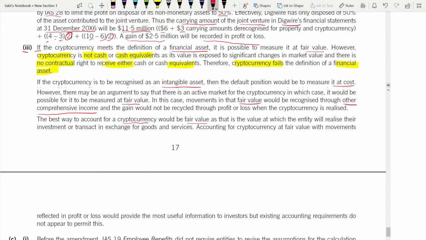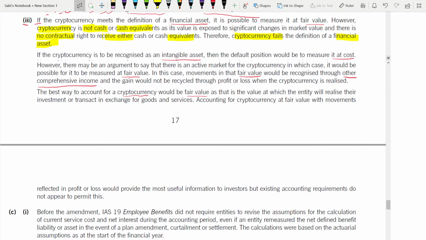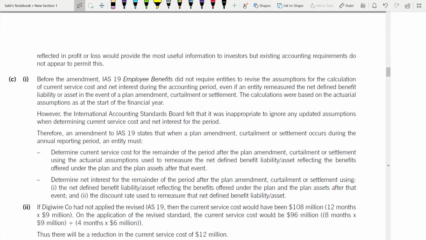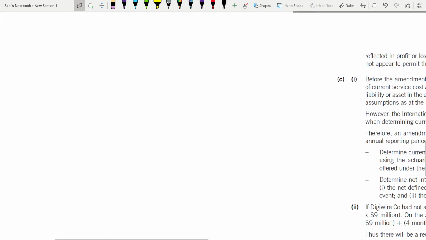Yes. They are saying that accounting for cryptocurrency at fair value with movements in P&L is the most useful information, but the existing accounting requirements will not permit you to do that. You have to recognize it through other comprehensive income. Now the last part, C, was for 3 marks. Let us read the requirements again.